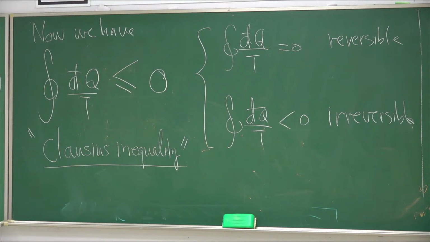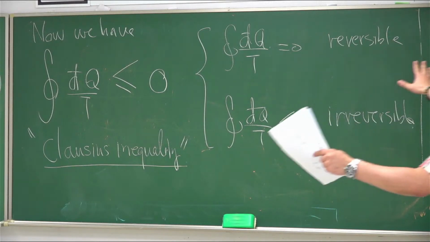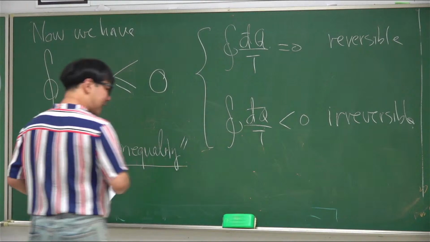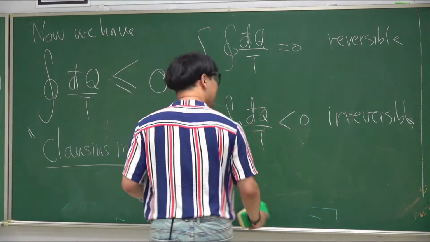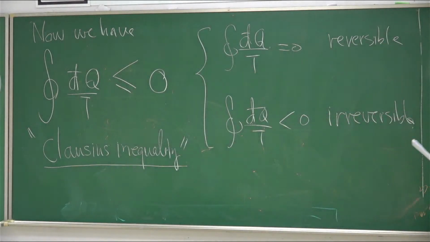Okay, continue. So here we get this inequality now. So next, let's consider the combination of the process between reversible and irreversible one.